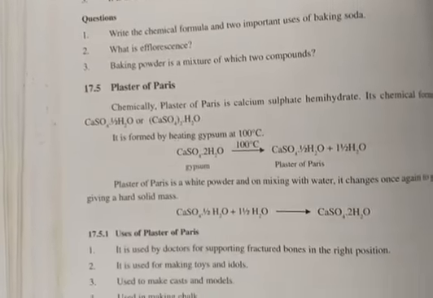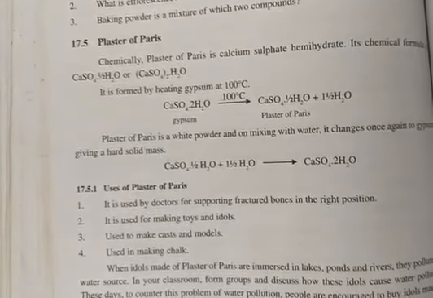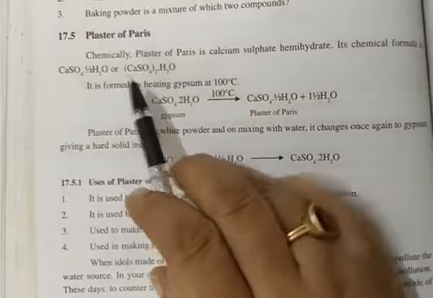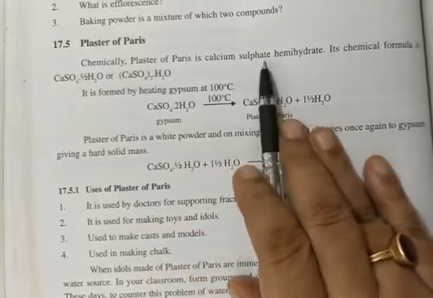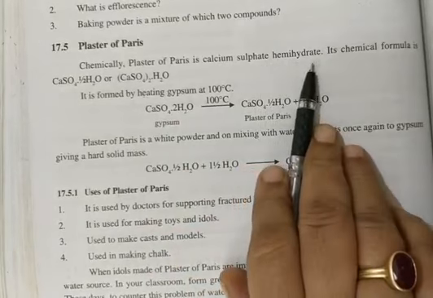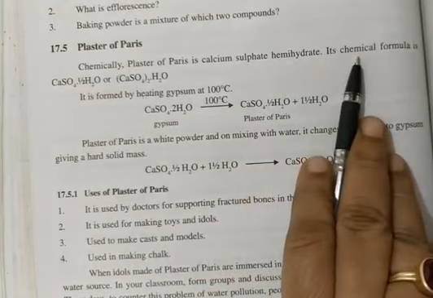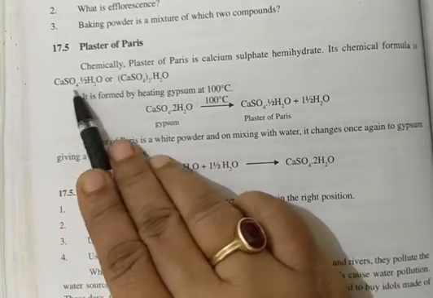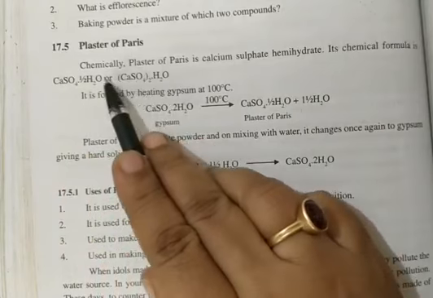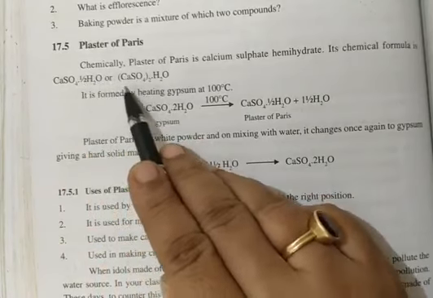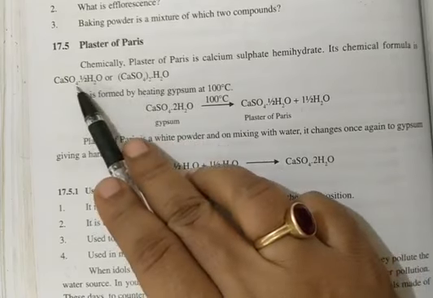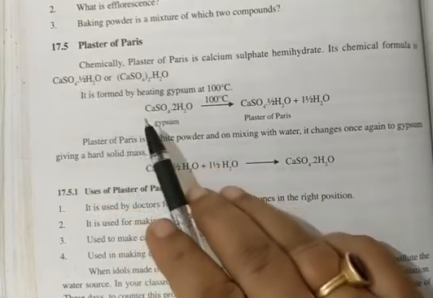Now we will talk about plaster of Paris. Okay. Chemically, plaster of Paris is calcium sulfate hemihydrate. Hemi means half. Its chemical formula is CaSO4·½H2O, or if you want to write it in full, you can write (CaSO4)2·H2O. So it is hemihydrate. Okay, hemi means half.